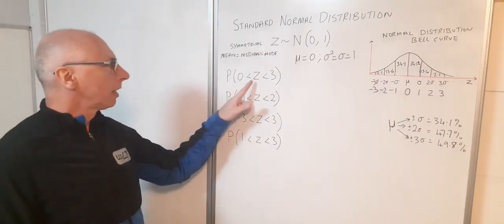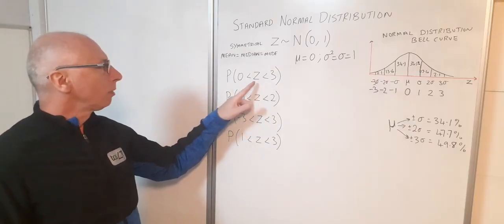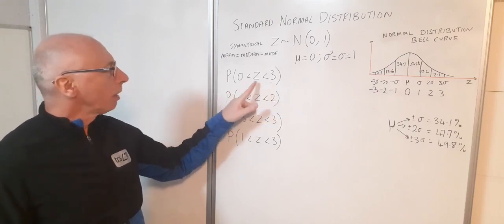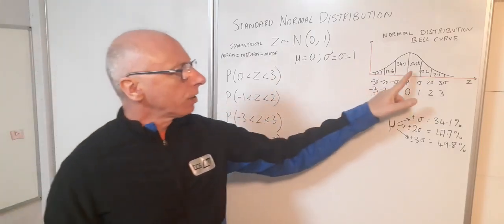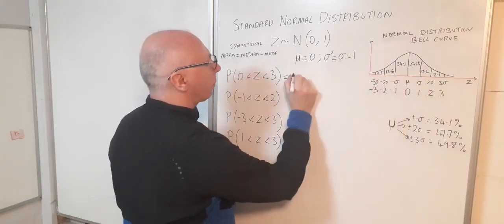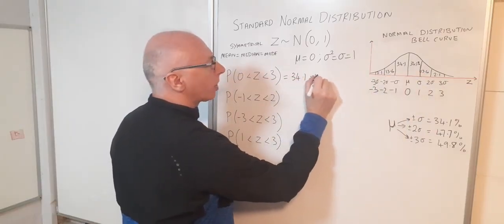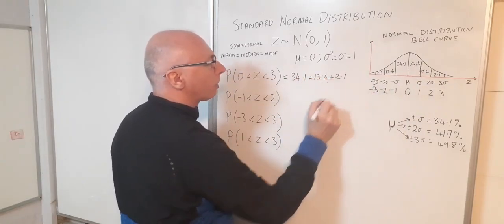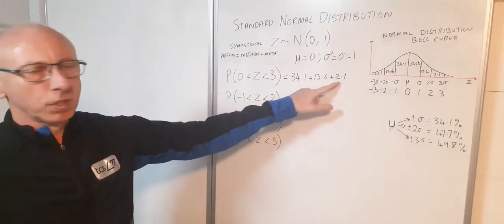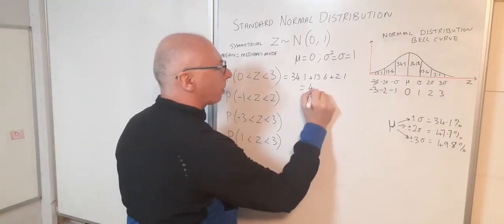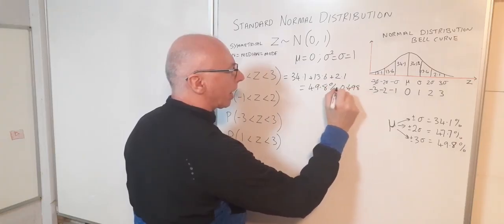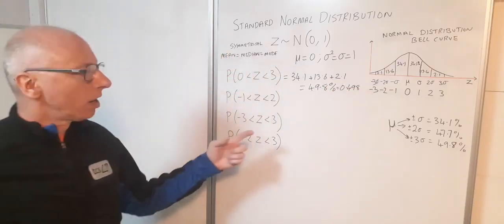Okay, so with that in mind, now let's have a go at calculating these four probabilities. So we want the probability that our standard normal distribution variable Z is between 0 and 3. So using the empirical rule, all we have to do now is add up these segments, and that will give us our probability. So we've got 34.1 plus 13.6 plus 2.1. So adding those up, we've got 47.7, 49.8. So that's equivalent to 49.8% or 0.498.